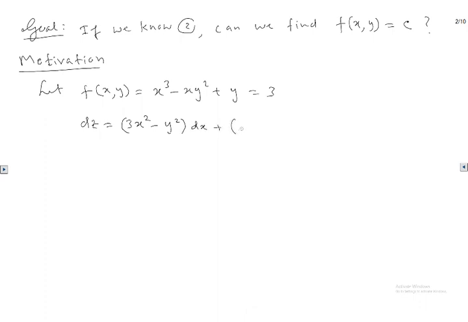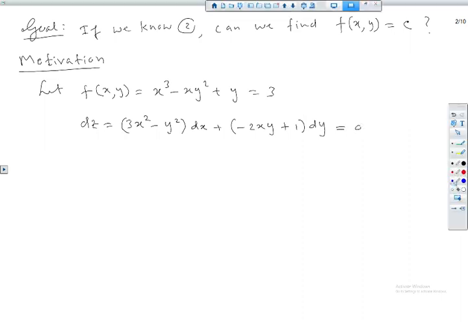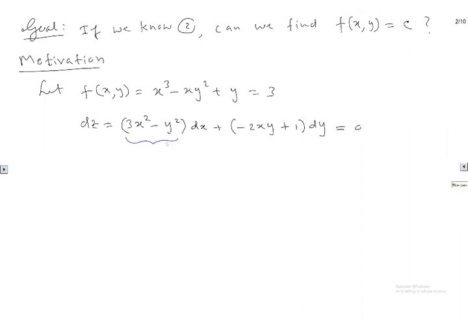plus, now you take the partial derivative with respect to y. So the x is a constant, so the x cubed derivative is going to be 0, and then from the other one, if you take the derivative with respect to y, you're going to get negative 2xy plus 1 dy. Now this is a constant function, equal to 3, so that means the differential is 0. Okay, so what you have here is, so we write the partial derivative, not d, partial derivative with respect to x. That is the partial derivative with respect to y.